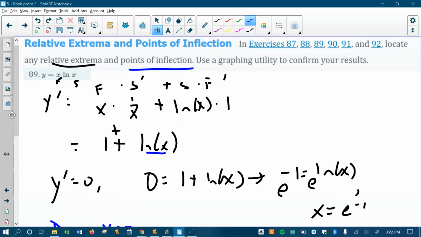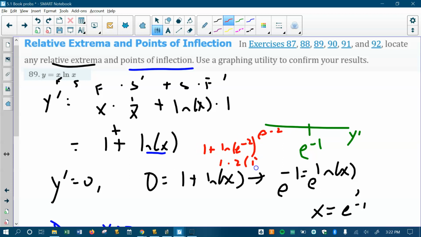Now we have to do a line test and see what's going on around e to the negative 1. This is y prime. Let's look at the left side. I could plug in a number like e to the negative 2. That would be 1 plus the natural log of e to the negative 2, which is 1 minus 2 times 1, because the exponent drops in front and the natural log of e is 1. I get a negative value.